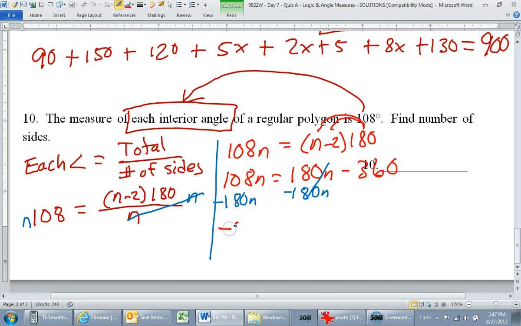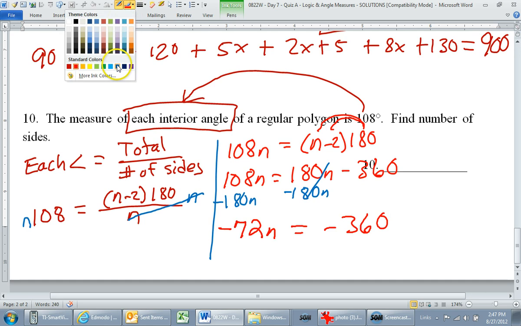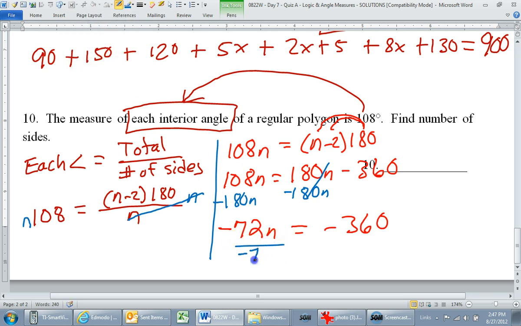So then we had negative 72n is equal to negative 360. What would I do then, class? Divide by negative 72. What does that come out to be? Punch it in your calculator, somebody. I think it's 5. Just double check. It's 5. So that's why the number of sides is 5.